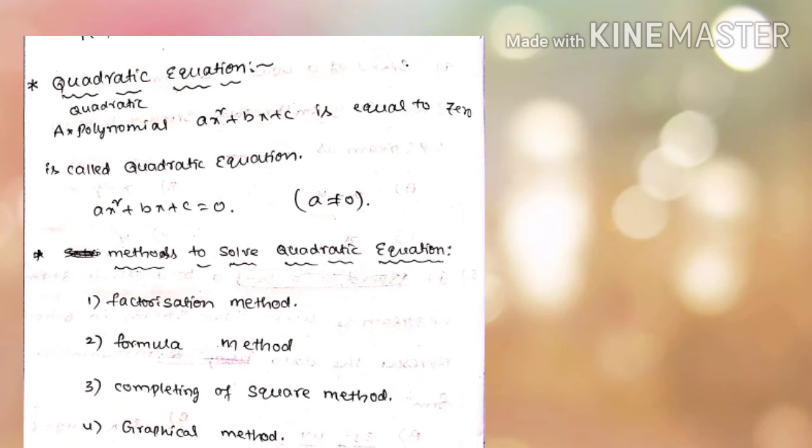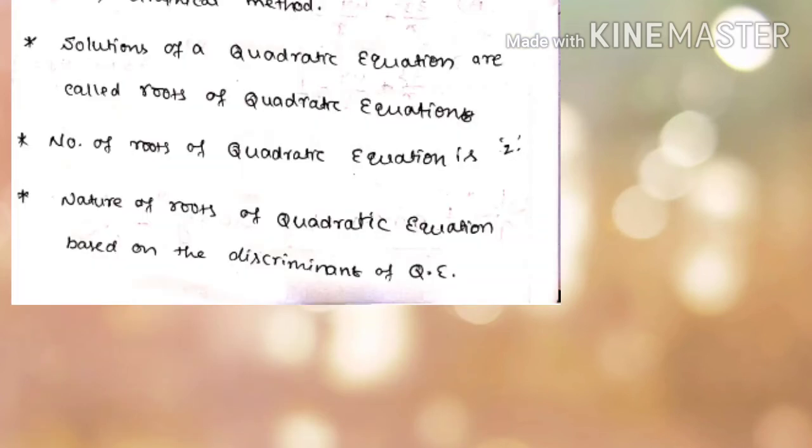The methods to solve the quadratic equation, four methods are there: factorization method, formula method, completing of square method, and graphical method. Out of these four, we can use any one method. In general, we will prefer factorization method, which is easy to solve the problem. For the rest of the three, if specified, then you can use that method. Right? Next.